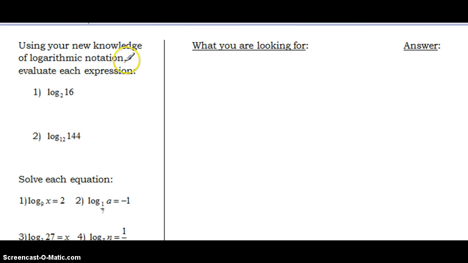All right, let's use our new knowledge of the logarithmic notation and evaluate each expression. And what we'll be looking for is the power. Sometimes it's helpful to set these equal to a variable, but you don't have to. But this is what we're looking for: what power? So 2 to what power is equal to 16?